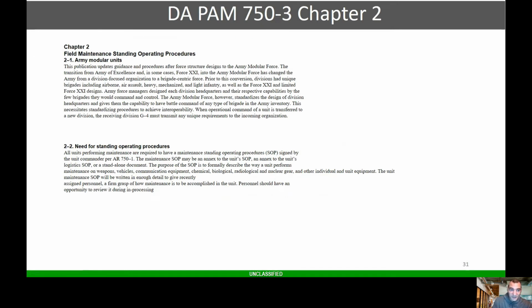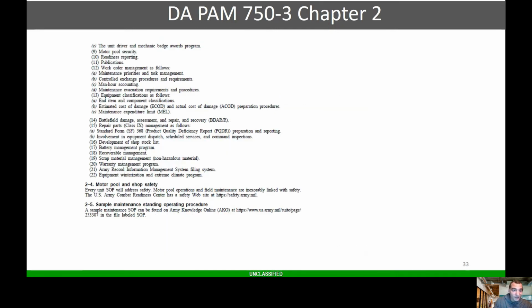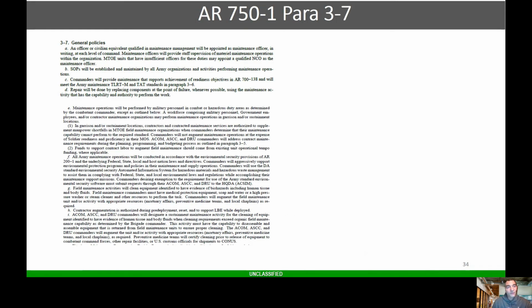And here you go. This is just telling you, in 750-3, field maintenance standard operating procedures, the need for a standard operating procedure. And then, like I said, 750-3, these are the areas, once again, that are required to be in your SOP. So general policies, right? If you haven't noticed, 750-1, 750-3, 750-8, you're always working with those regulations, right?